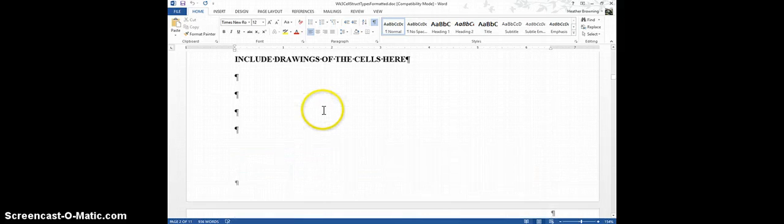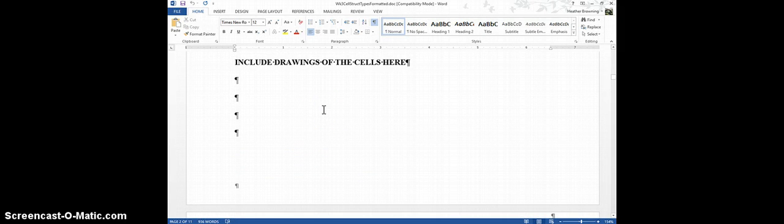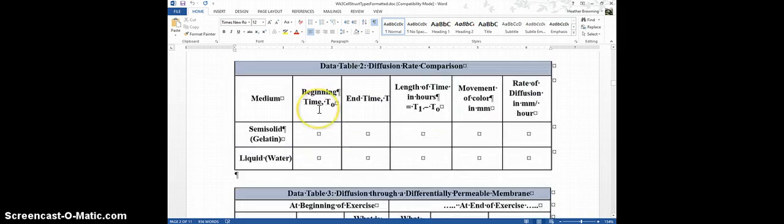Let me scroll down back to observation. You're going to fill in the organism name for your prokaryotic structure, and then you'll do it for your eukaryotic cell too. And then we're going to include our drawings down here. They can take more than one page if they need to, but make sure you include those drawings.